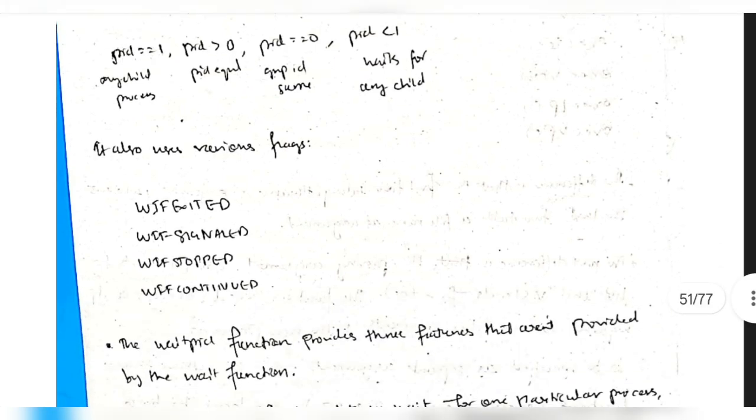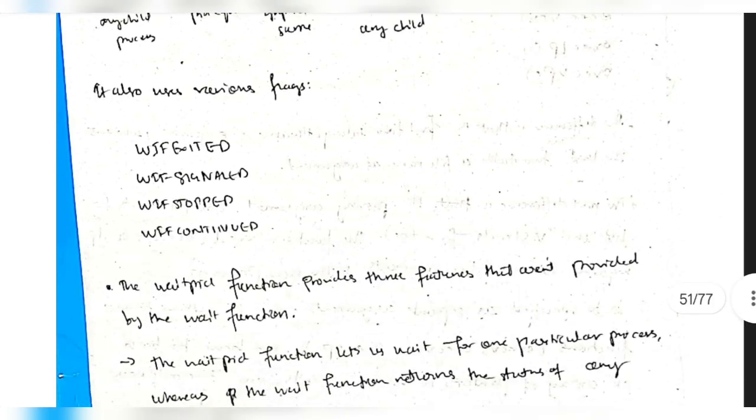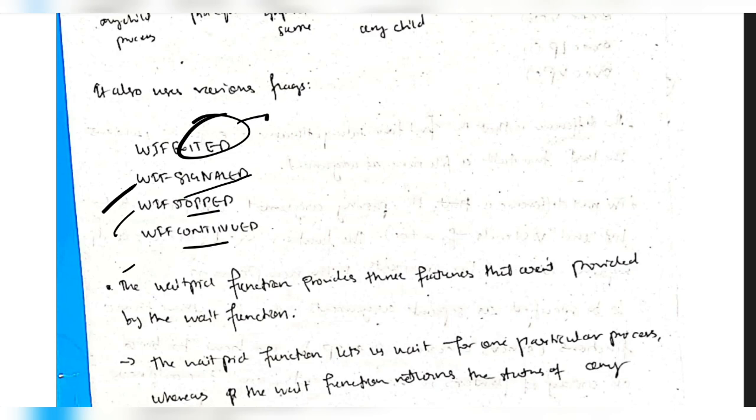Some of the options, or flags, which can be used are WIFEXITED, WIFSIGNALED, WIFSTOPPED, and WIFCONTINUED. The names themselves are pretty simple, so you can understand the meaning.